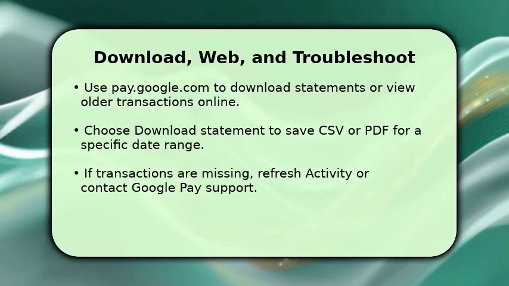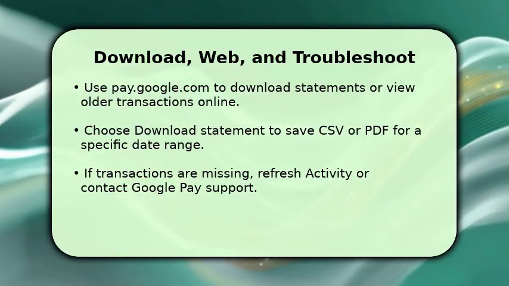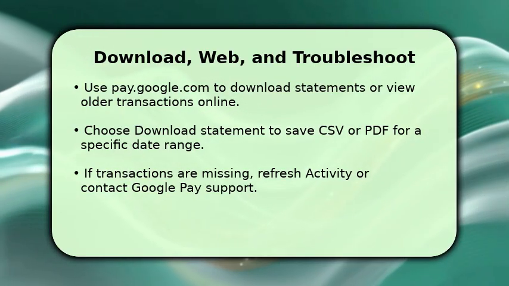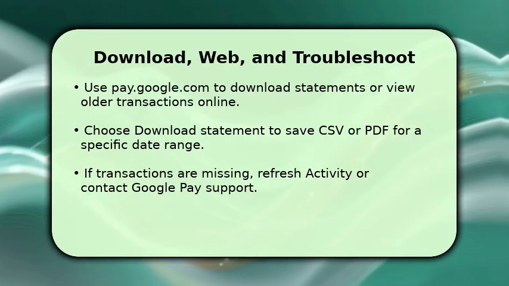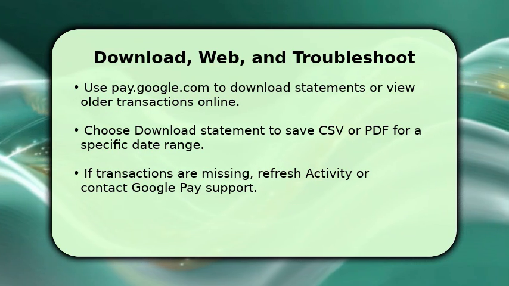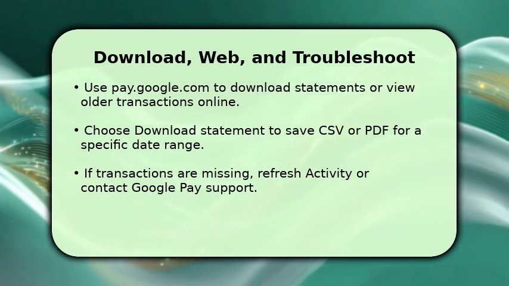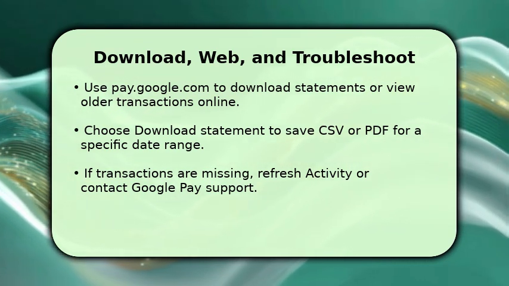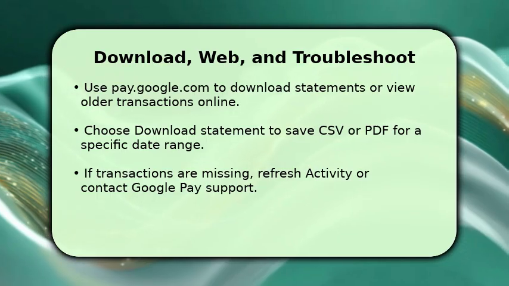Open a browser and go to Pay.Google.com to view your full transaction history online. Sign in with the same Google account to access exports and older records beyond the app view. Choose Download Statement to save a CSV or PDF for a specific date range and for bookkeeping.